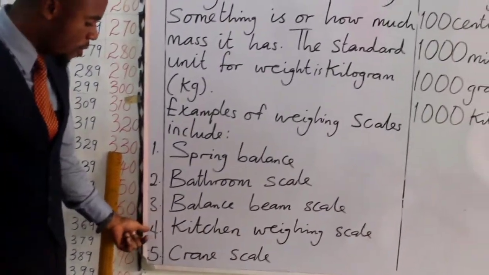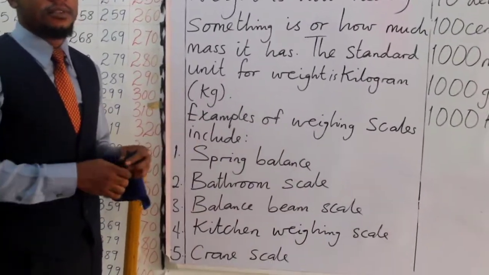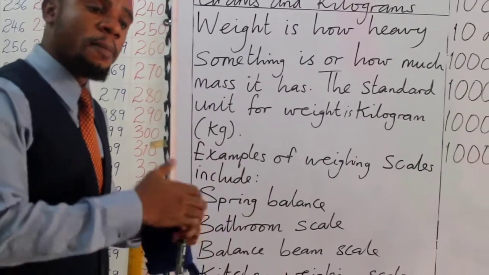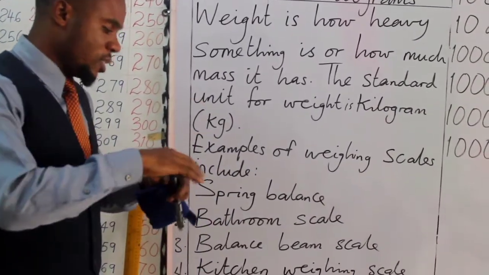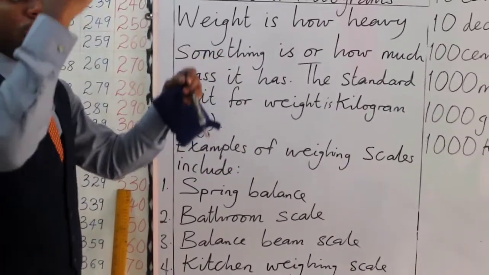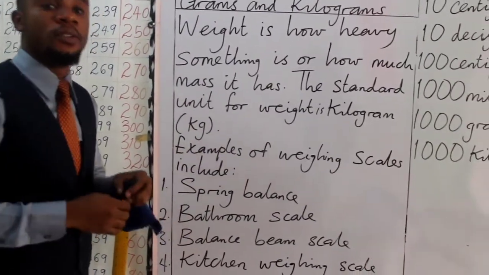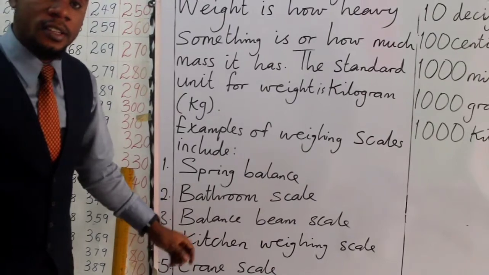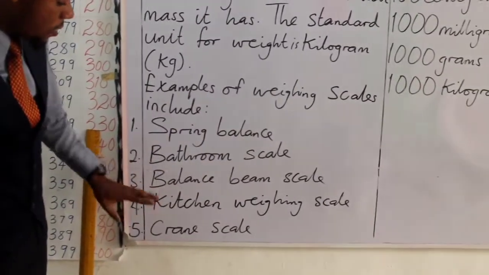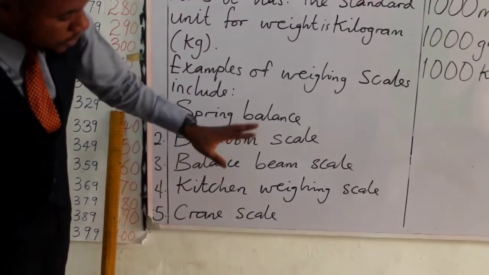So we have number 4, the kitchen weighing scale. In your kitchen, you want to cut some part of the beef. You weigh the whole beef and take out some. Maybe you go to the market and say, I want 1 kilo of chicken. They will have to cut it and weigh it. So you see it at the market or in your home. It's called the kitchen weighing scale.